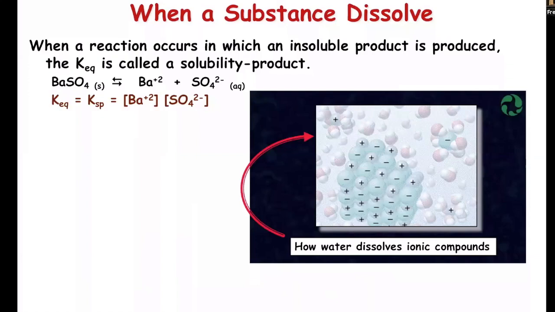Those are the two ions that it breaks down to. And so the equilibrium expression, the mass action expression, is products over reactant. But remember, the reactant is a solid, so it's left out. So the expression is reduced down to this right here. K equilibrium is equal to the barium concentration times the sulfate concentration. But we don't call it K equilibrium anymore. We call it the K solubility, the solubility constant.